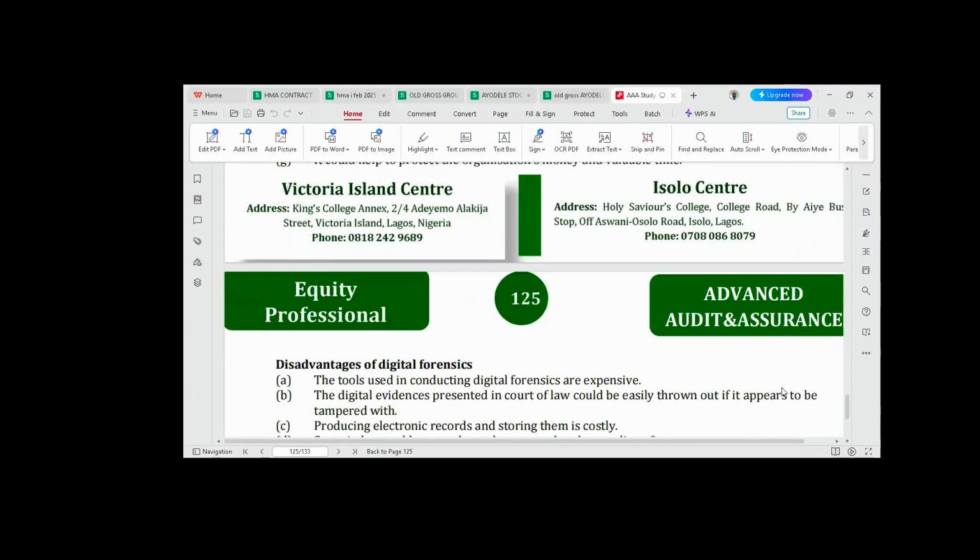These are the disadvantages of it. Number one, the tools used in conducting forensics are expensive because they are mostly denominated in foreign currency. So you have to convert it to naira. You spend so much money.